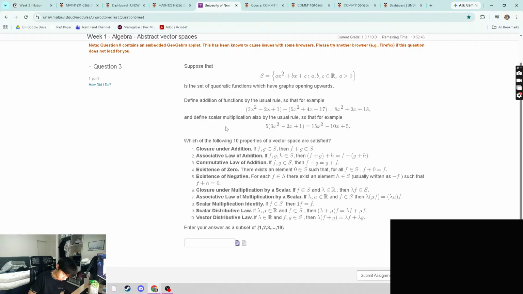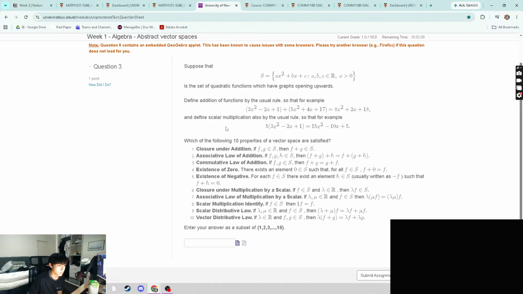Okay. We have another one. The set S such that f(x) is a quadratic function, ax squared plus bx plus c, such that a, b, and c are elements of the real numbers, but a is going to be a positive number. Let's define the addition of functions by the usual rule, and define the scalar multiplication by the usual rule.